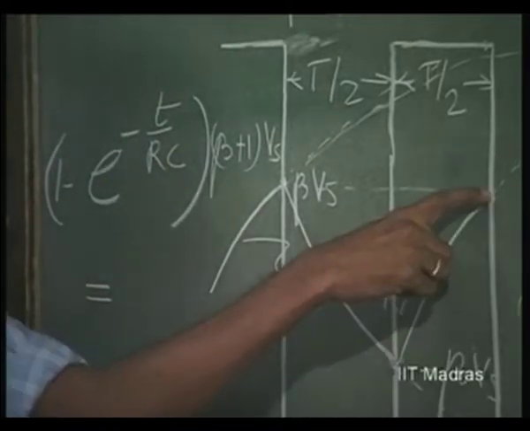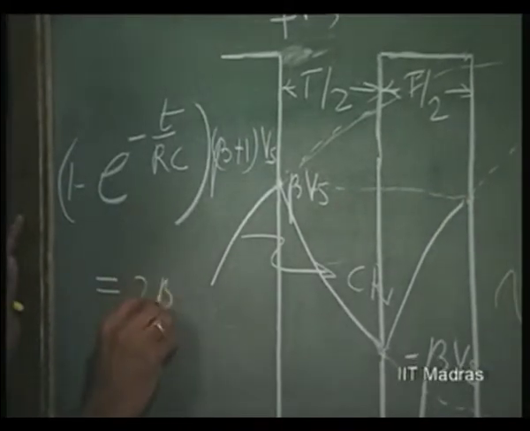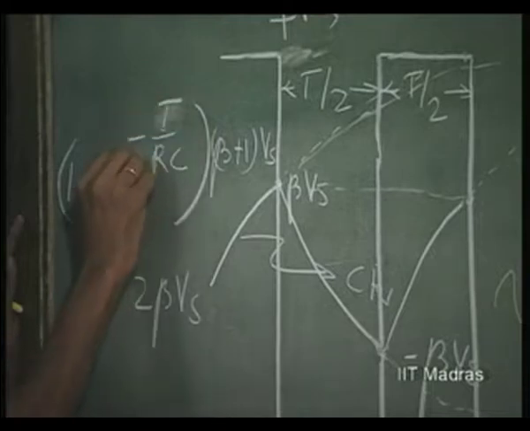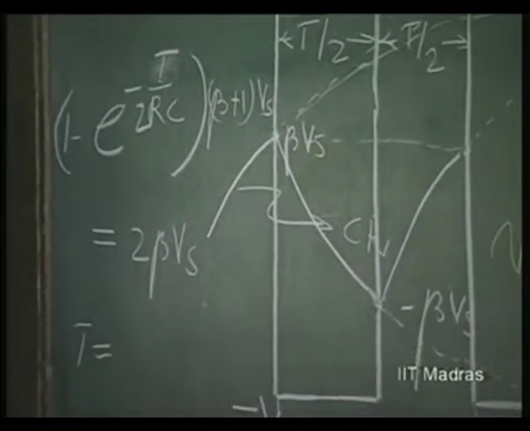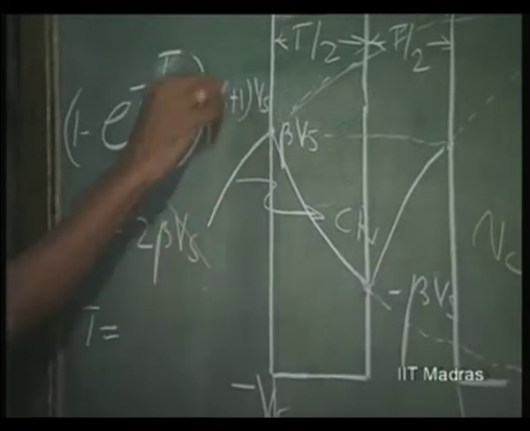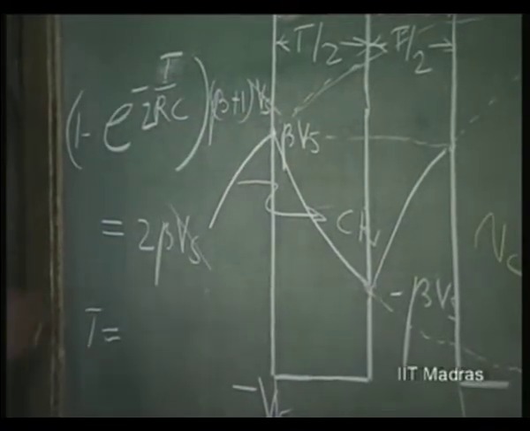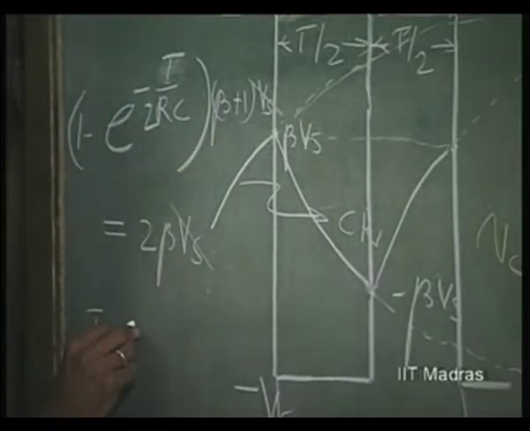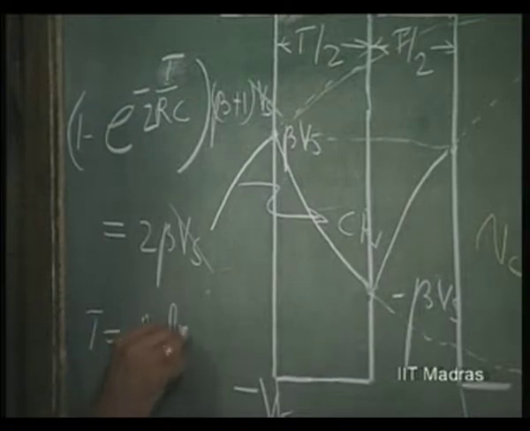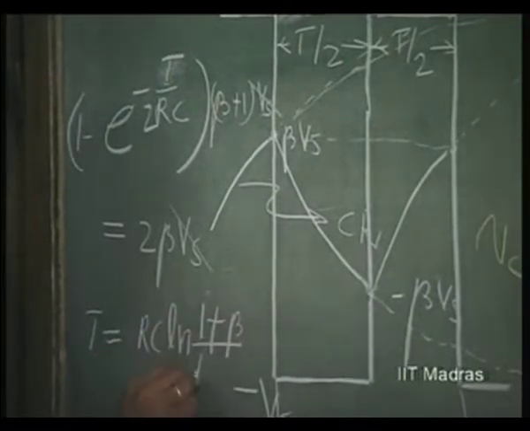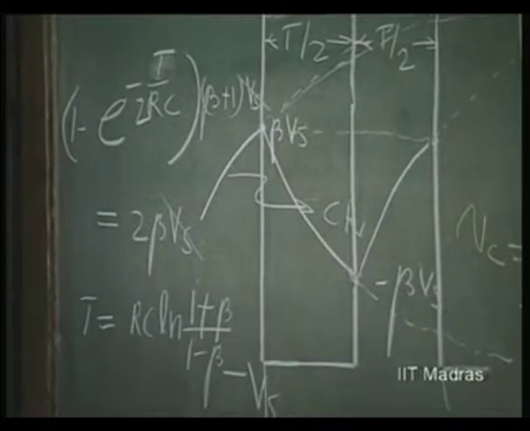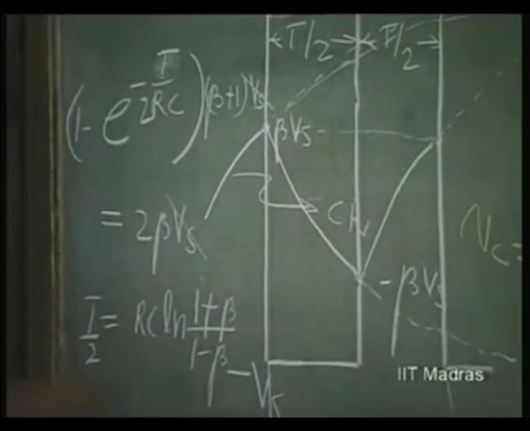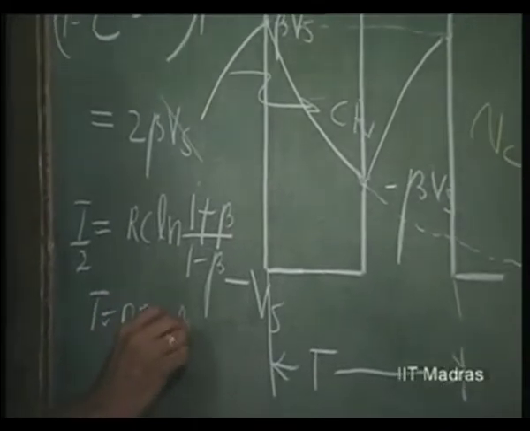But voltage acquired within t by 2 is twice beta Vs. That means, during this time period t by 2, the voltage acquired is twice beta Vs. From this equation, if you write down, Vs gets cancelled, you can equate this, t comes out as RC log 1 plus beta by 1 minus beta. That is t by 2. T by 2 comes out as RC log 1 plus beta by 1 minus beta, or t is equal to twice RC log 1 plus beta by 1 minus beta.